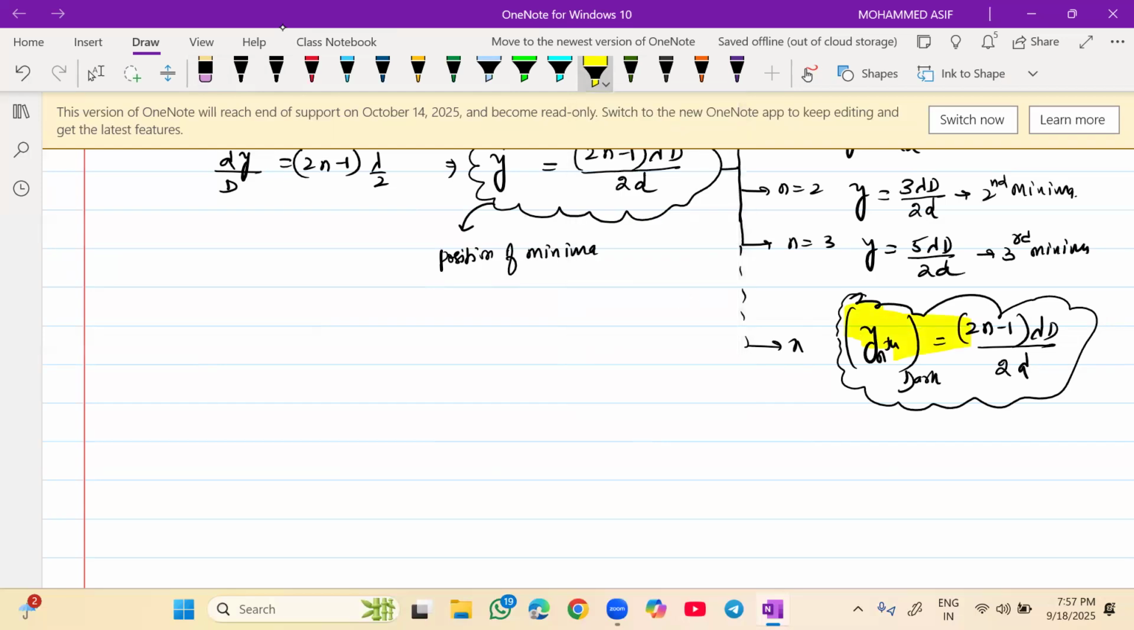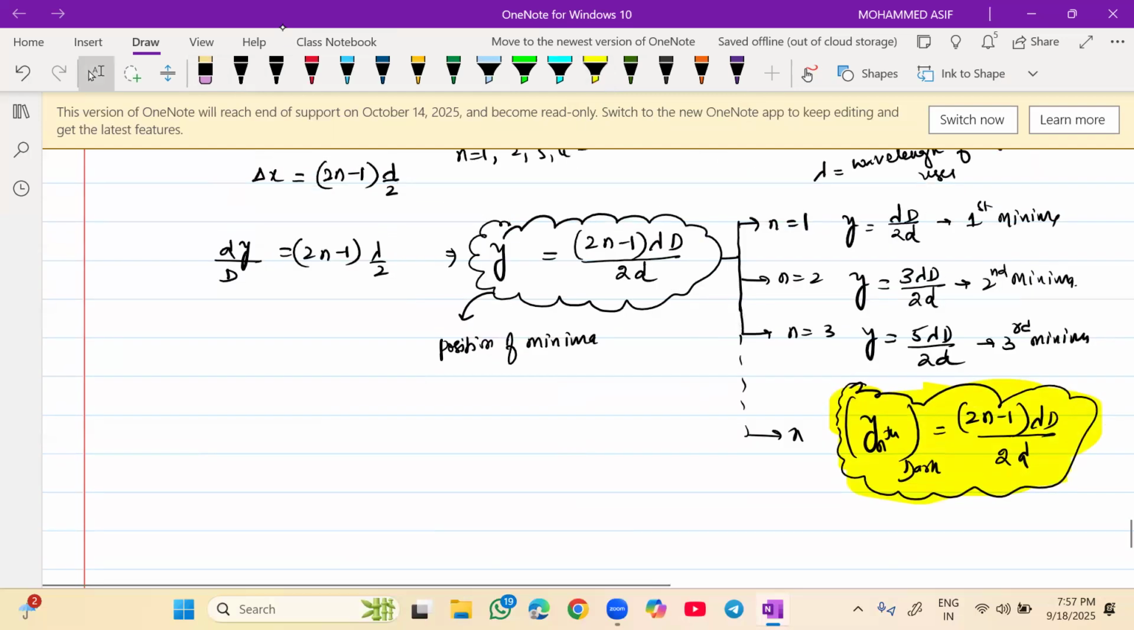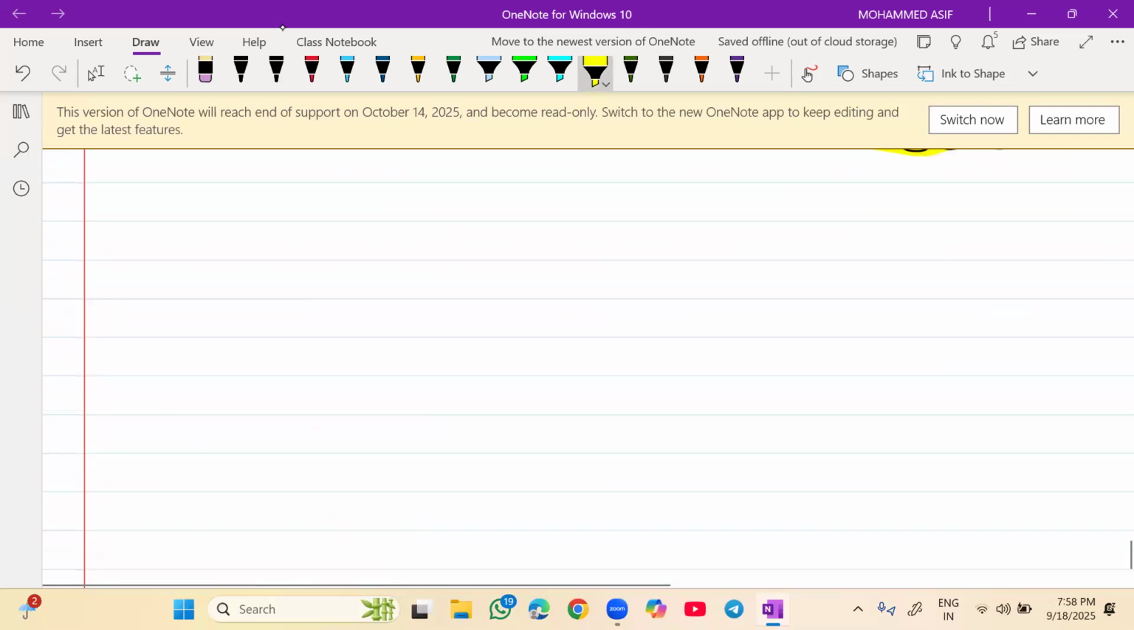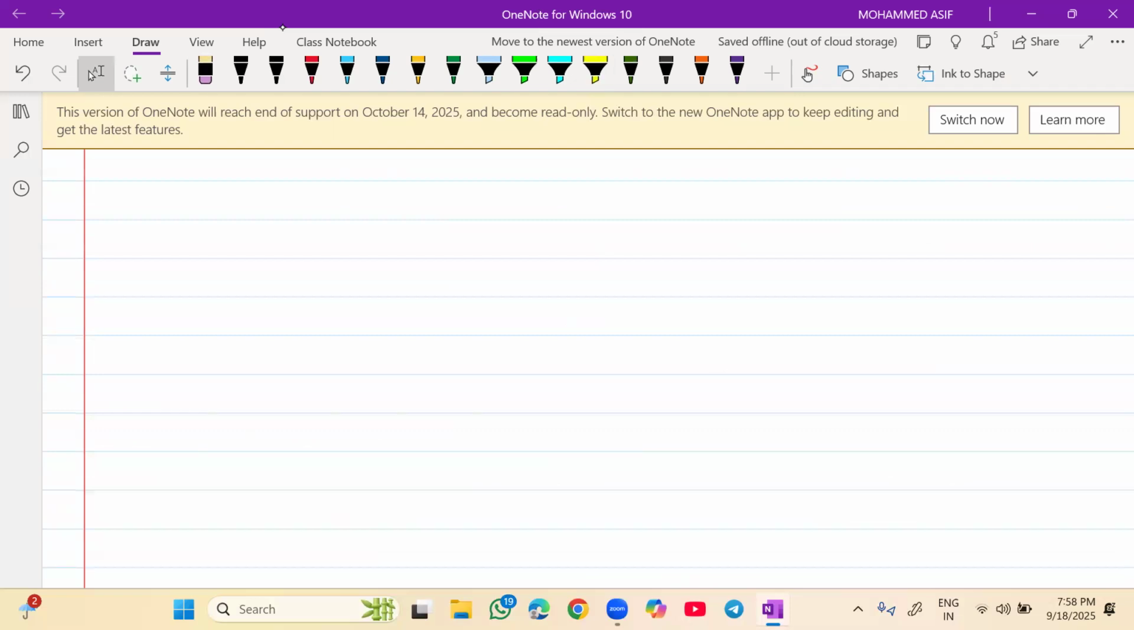For nth, this will be the form. Y nth will be equal to (2n minus 1) into lambda into capital D divided by 2 times small d. Any problem in these two formulas? Y nth and y minima. This will represent the position of your minima. Am I clear? Yes, sir. Sure.